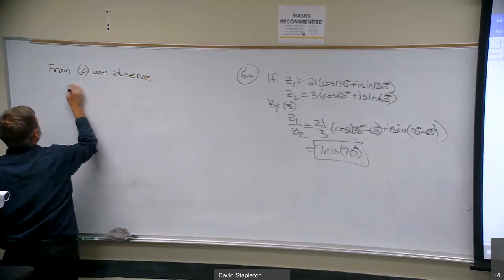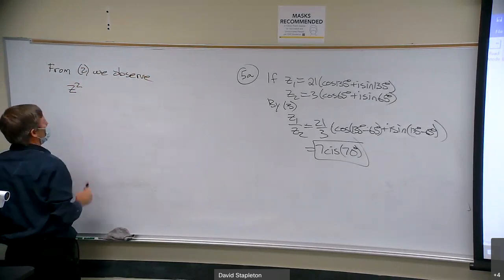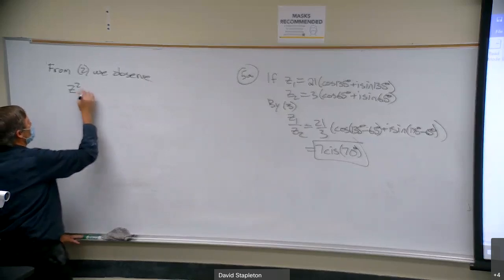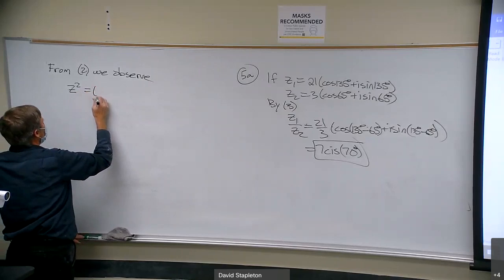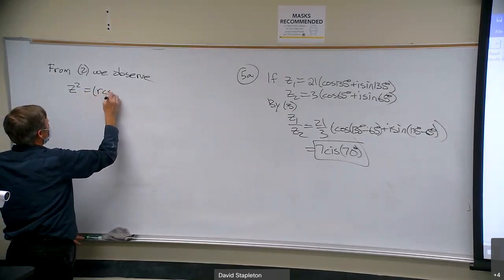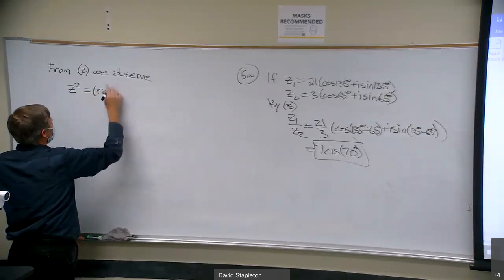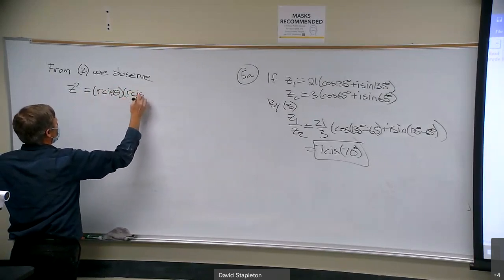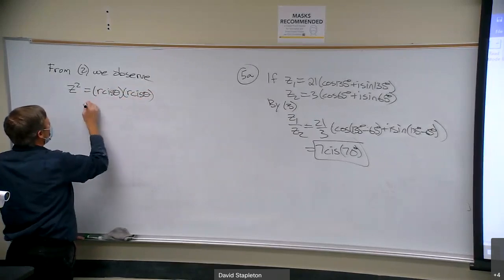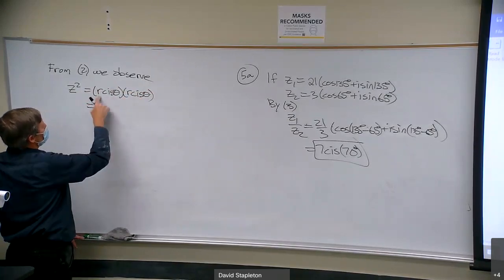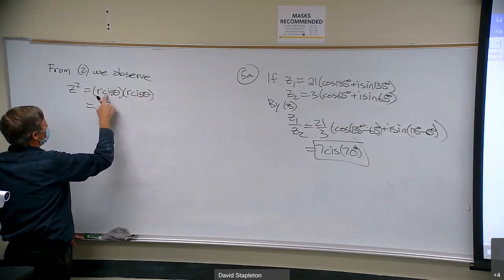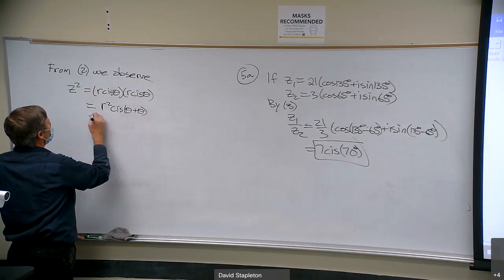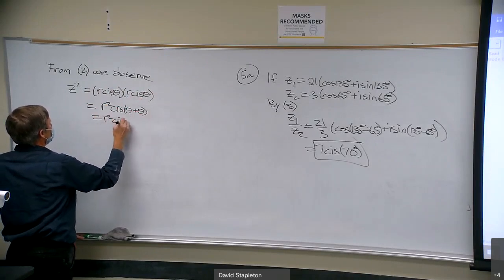Suppose I take z times itself, so I've got z squared. What can we do to compute z squared in polar form? Well, it's r cis theta times r cis theta, if r cis theta is z. And now by the multiplication theorem, the r's multiply, so you get r squared, and the thetas add, you get theta plus theta, and so you get r squared cis 2 theta, right?